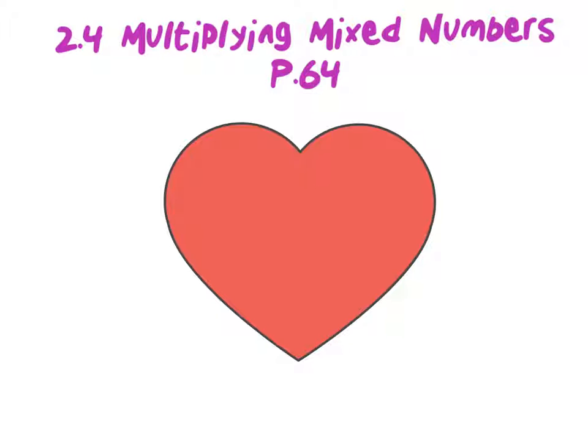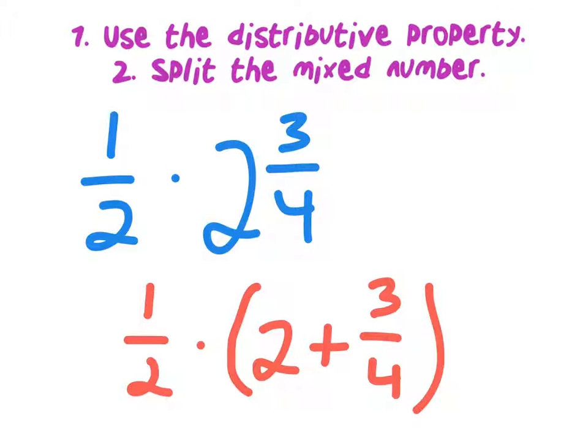Today we're going to be talking about multiplying mixed numbers. That begins on page 64 in your book. This is building off of our previous lessons of estimating, multiplying a fraction by a whole number, and in last lesson we learned about multiplying fractions. So today we're going to continue with that theme of multiplication, and we're going to be multiplying mixed numbers. I'm going to show you a couple of methods that you can use to multiply mixed numbers.